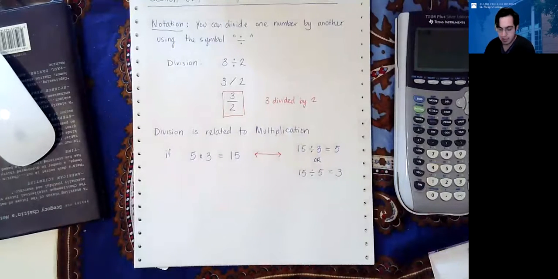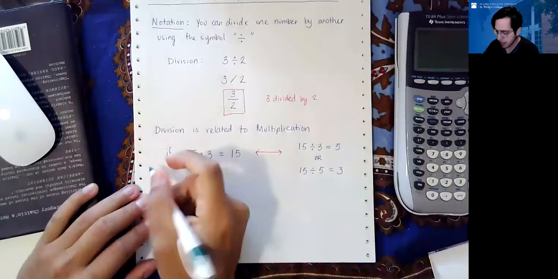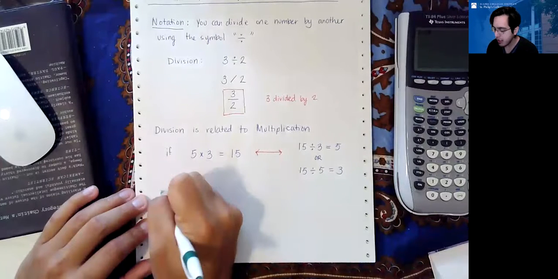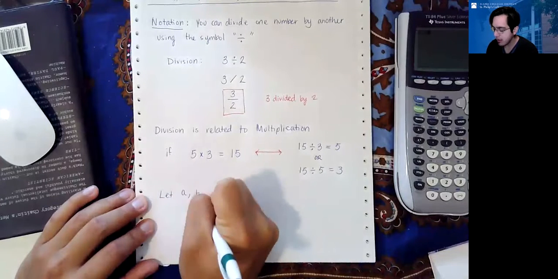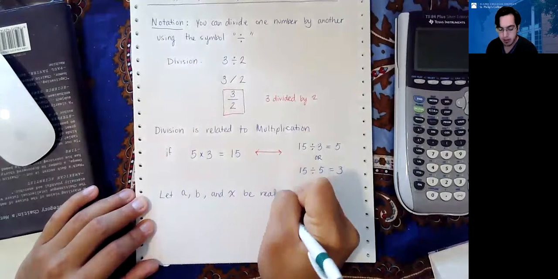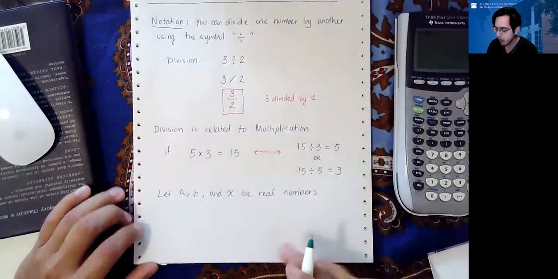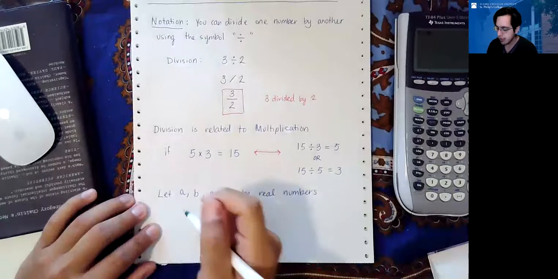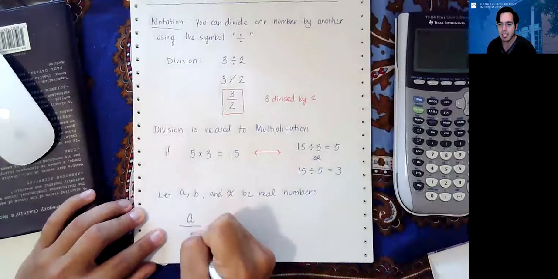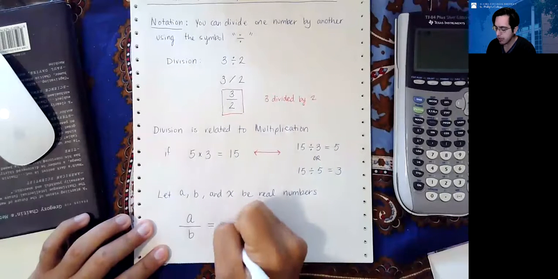So at the end of class last time, I wrote something that might have been confusing for you if you're not used to variables, and we have to get used to them. But I said, let A, B, and X be real numbers. So when we have a division problem, we will typically see some number, let's call it A, that's divided by another number, and we're going to use the fraction bar to imply that division. And that might be equal to some other number, some answer we might call X.